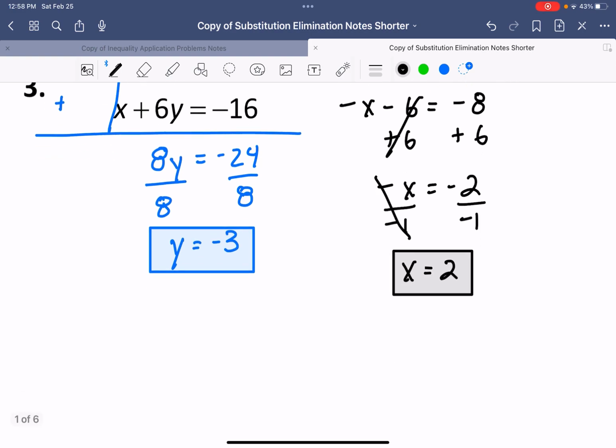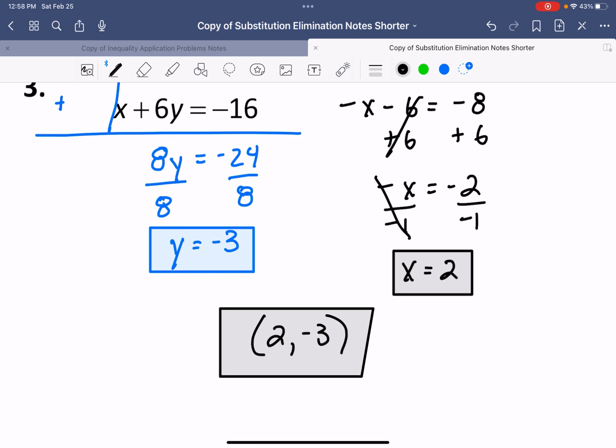Okay, so remember, I don't want you to leave it in this form. You need to make sure you're doing your ordered pairs. X was 2, and y was negative 3. Ta-da, all done. Now you're done.